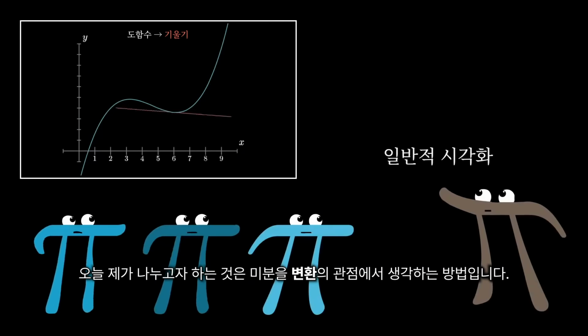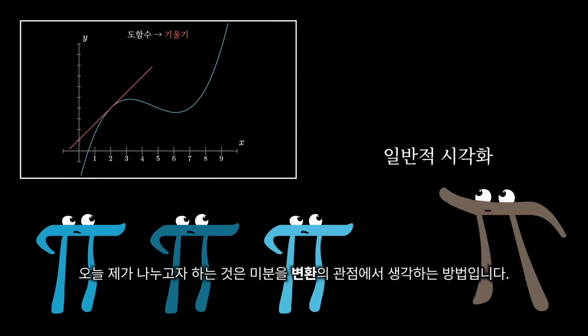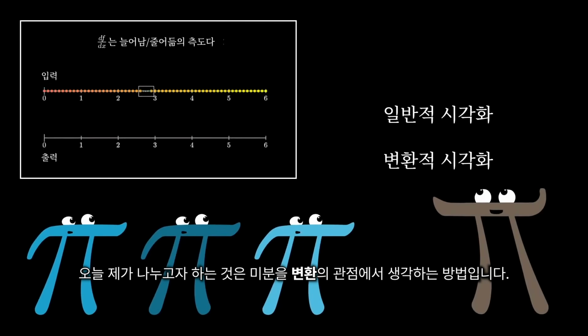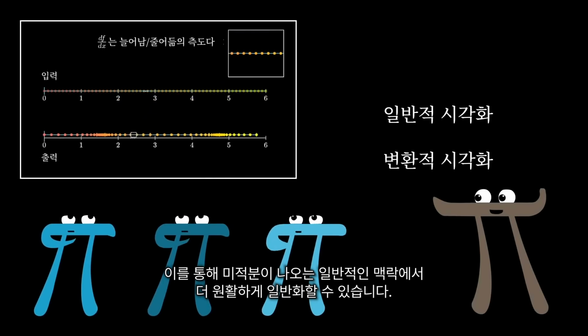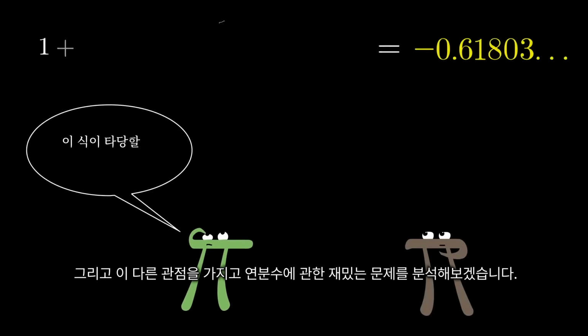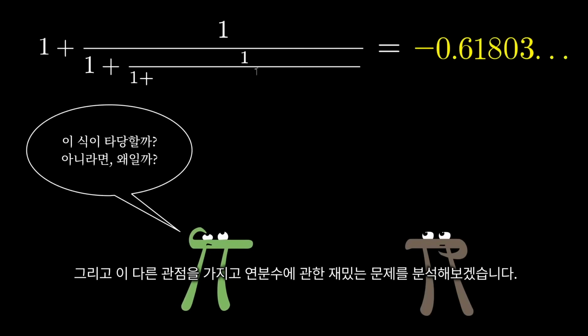Now what I want to share with you is a way to think about derivatives, which I'll refer to as the transformational view, that generalizes more seamlessly into some of those more general contexts where calculus comes up. And then we'll use this alternate view to analyze a certain fun puzzle about repeated fractions.